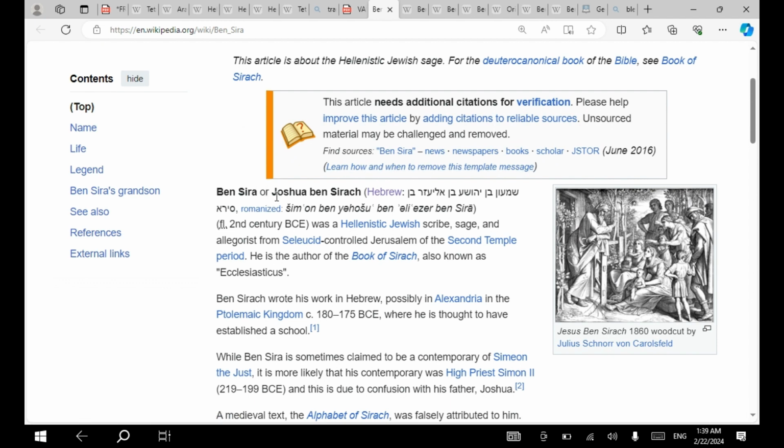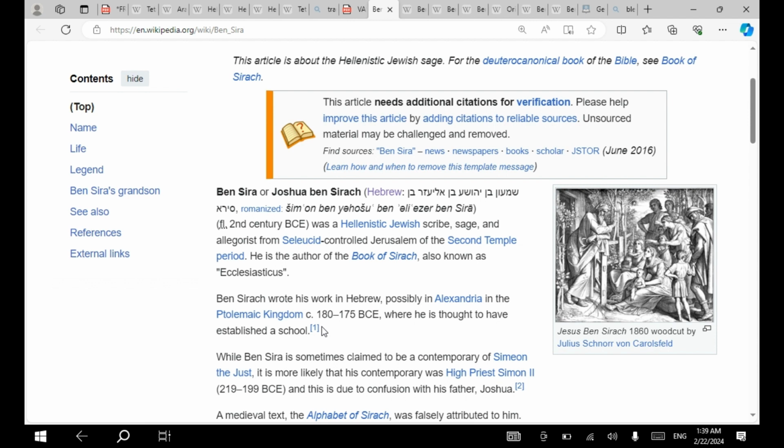Ben Sirach, or Joshua Ben Sirach, 2nd century BCE, was a Hellenistic Bantu, not Jewish, scribe, sage, and allegorist from Seleucid-controlled Jerusalem of the Second Temple period. He is the author of the book Sirach, also known as Ecclesiasticus. Ben Sirach wrote his work in Bantu, not Hebrew. This man is a Bantu man. You see, they claim him. He wrote his work possibly in Alexandria in the Ptolemaic kingdom.